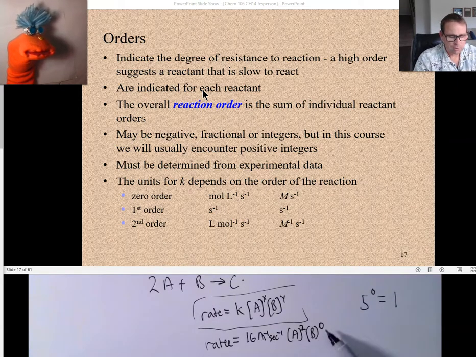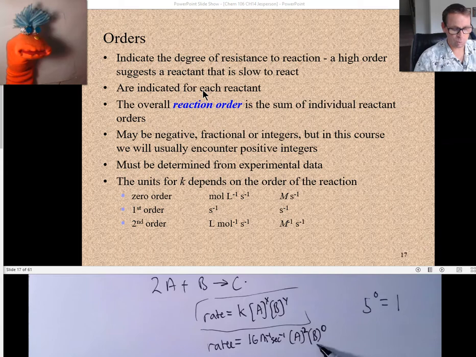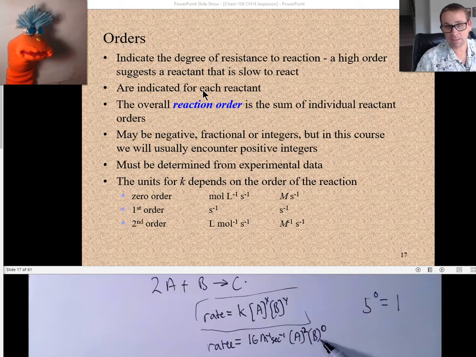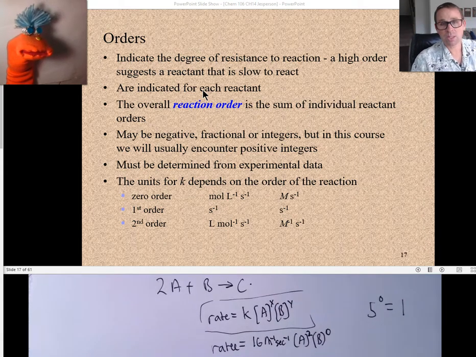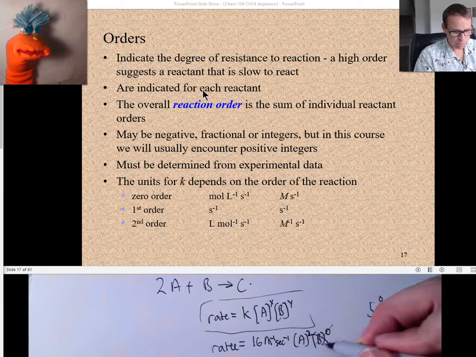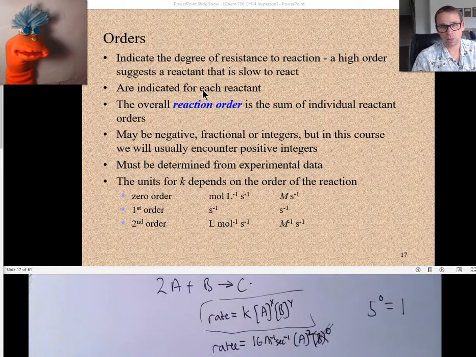All right? So if you take a value and raise it to the 0, it doesn't matter what that value is, it's always 1. So if you double the concentration and the rate doesn't change, that means that the order of this reaction with respect to that concentration is 0. All right? In other words, its concentration does not affect the rate of the reaction. And usually you won't leave that in the rate law.